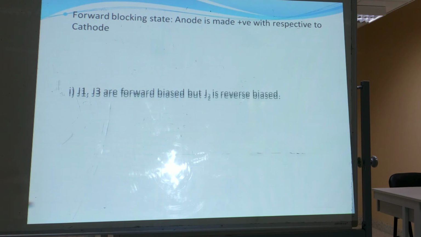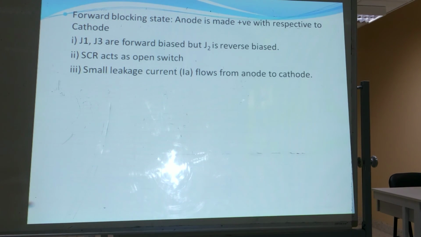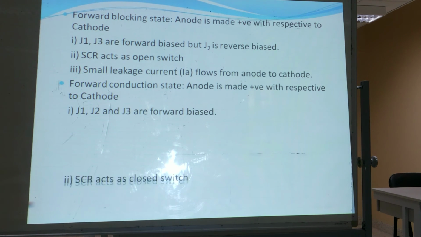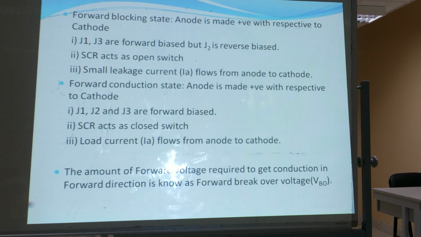Forward blocking state: anode is made positive with respect to cathode. Junctions J1, J3 are forward biased and J2 is reverse biased. SCR acts as an open switch, and a small leakage current flows from anode to cathode. Forward conduction state: anode is made positive with respect to cathode. J1, J2, J3 all junctions are forward biased, so SCR acts as a closed switch, and load current flows from anode to cathode. The amount of forward voltage required to get conduction in forward direction is known as forward breakover voltage. If you apply forward breakover voltage to the thyristor without any gate signal, it will turn on.